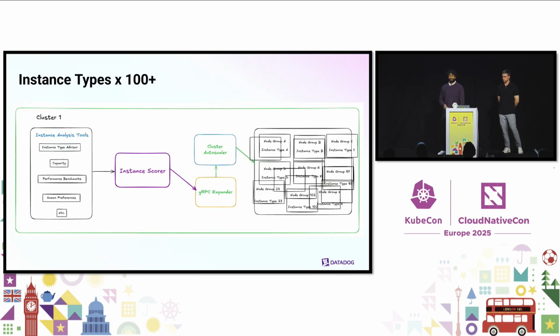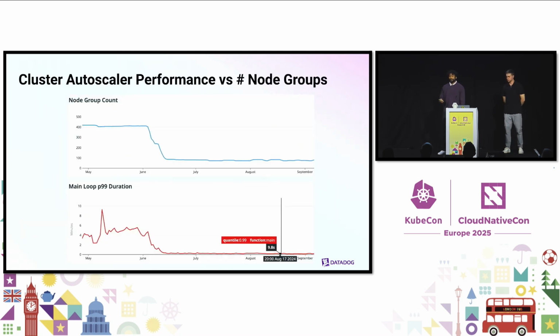So one easy approach is just create a node group for every single instance type. So you'd have hundreds of node groups on your cluster, and no matter what the best instance type is, you're guaranteed to have it, and Cluster Autoscaler can scale it. But the problem with this is it significantly impacts the Cluster Autoscaler performance. In one of our clusters, we had a few hundred node groups, and you can see on the bottom, the main loop P99 duration, sometimes it took over 5 minutes. So imagine you're in an incident and you need an urgent scale up, and you're waiting over 5 minutes to get your nodes. You're probably going to be upset.